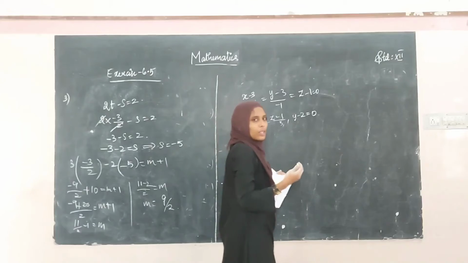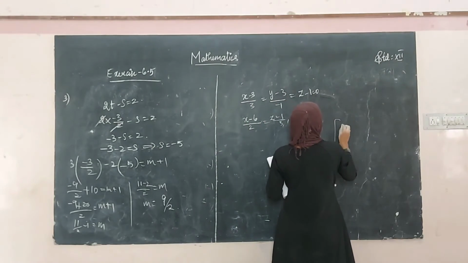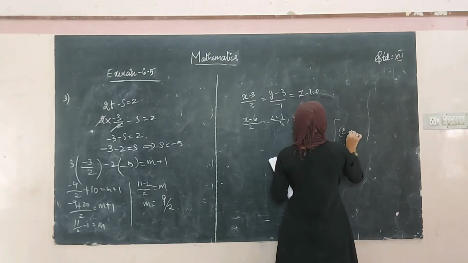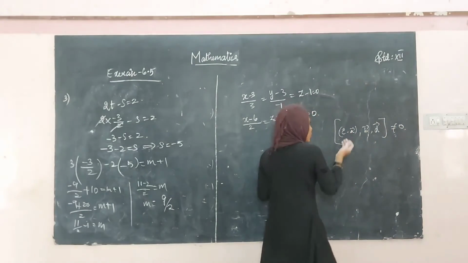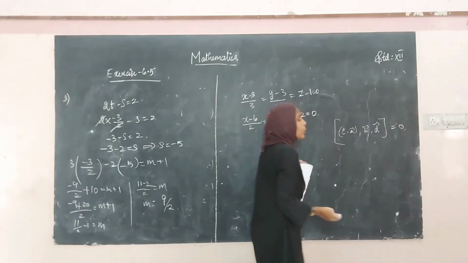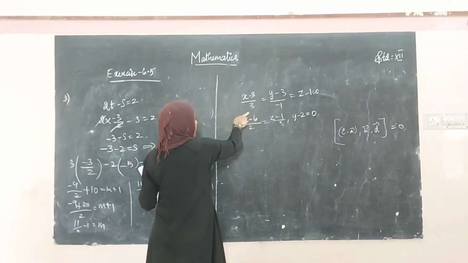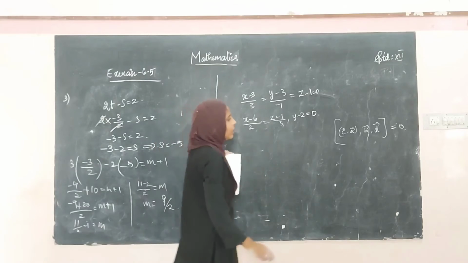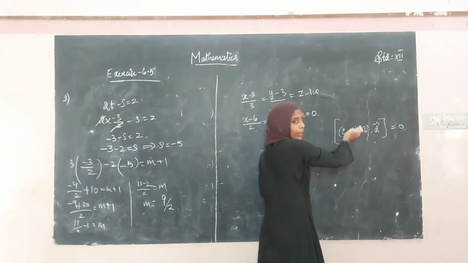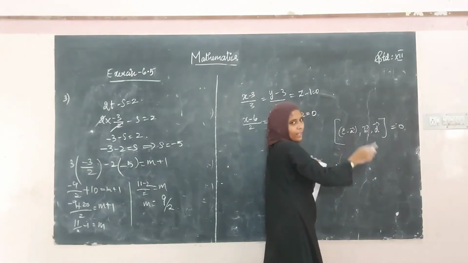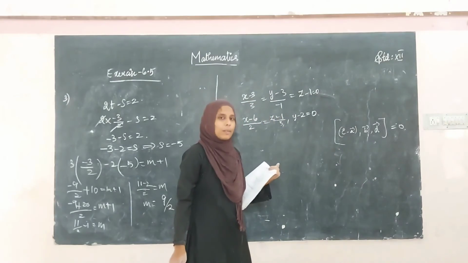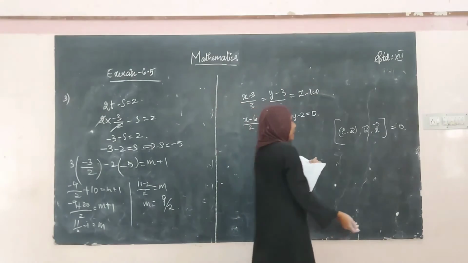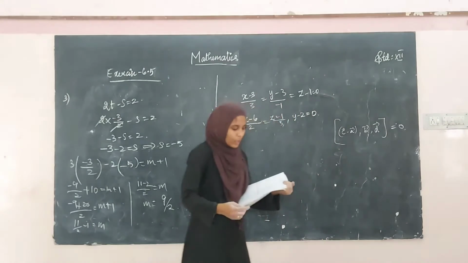What is the condition for skew lines? For skew lines, the box product of c vector minus a vector comma b vector comma d vector should not be equal to 0. Then intersecting means it should be equal to 0. So you can prove this. A vector, b vector, c vector, d vector in the equation you can substitute here. You have to find the box product. First you have to compute c vector minus a vector. After that you just compute the box product of c vector minus a vector comma b vector comma d vector. When you compute, if you are getting the answer as 0, then you can prove that these two lines intersect.